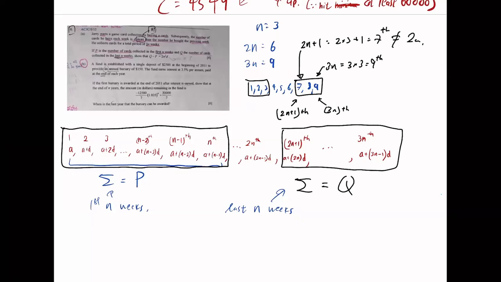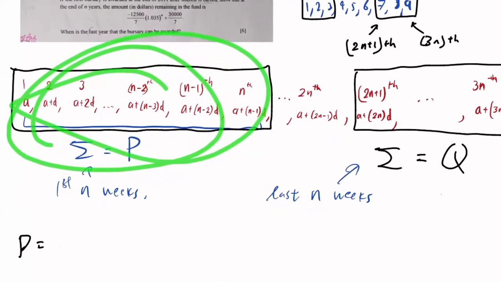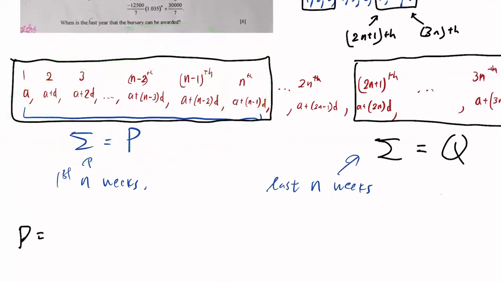Let's just figure out an expression for P first. P equals a plus (a plus d) plus (a plus 2d) and so on, until a plus (n minus 1)d. What kind of series is this? You only got two choices there. Arithmetic or geometric? Arithmetic series, because there's a plus d constant difference.